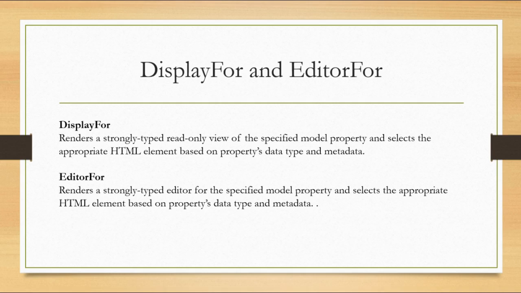Display for renders a strongly typed read-only view of the model's property, and then from that it will select the appropriate HTML element based upon the property's data type and the metadata from the data annotation. Editor for is similar. It renders a strongly typed editor. Again, use the model's property. And this is interesting. It will select the appropriate HTML element, again, based upon the metadata in our data annotation. So let's take a look at this.